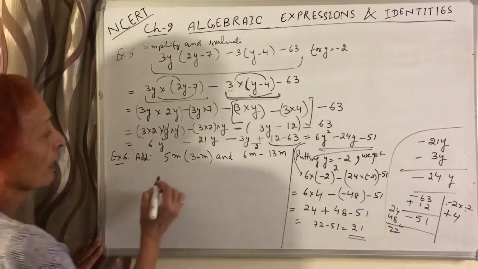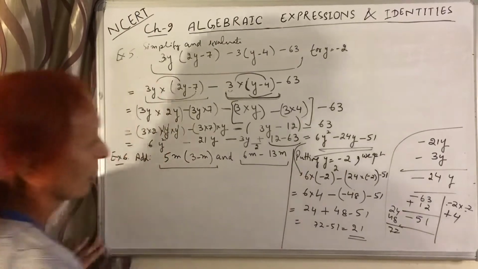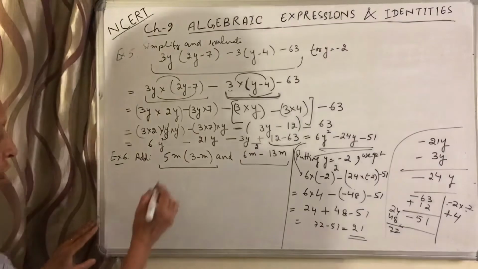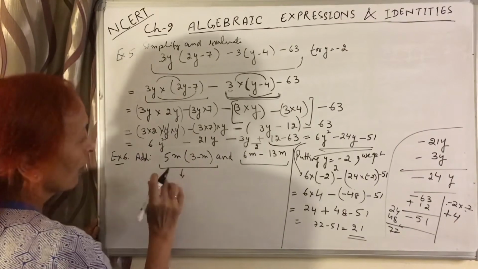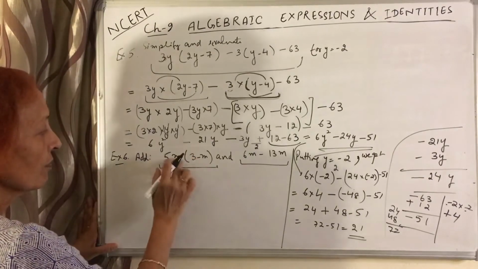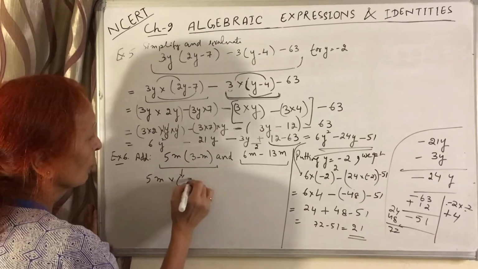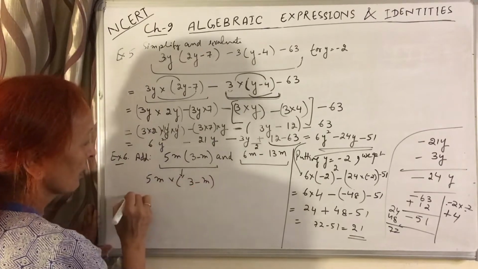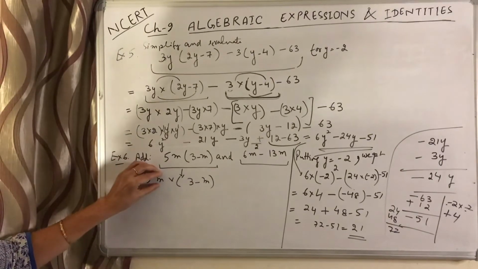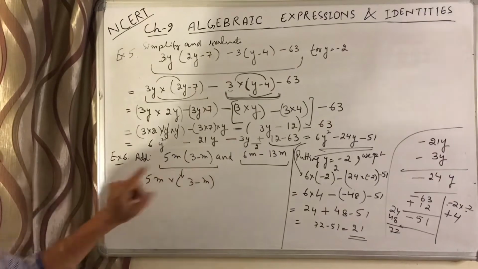Next is add this and this. First we will simplify and then we will add. So simplification of this: this is a monomial, this is a binomial. Bracket here means we are to multiply these two. So 5m into (3 minus m). First we will multiply this with the first term, and this with the second term.